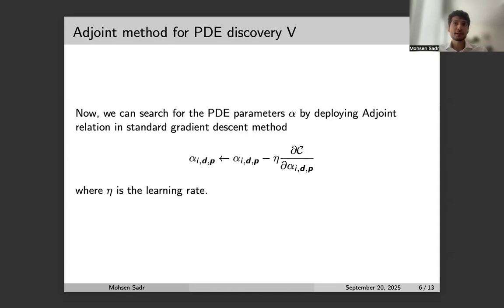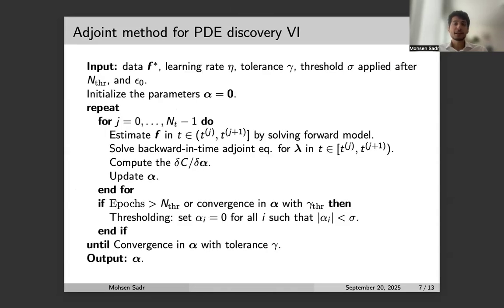To put everything together, let's look at the algorithm of this method. When we enter the algorithm, we need some predefined learning rate eta, stopping criterion tolerance gamma, and threshold sigma for dropping out small coefficients that are close to zero. We iterate over each time interval where we have data at the initial and at the end of the time interval. And in each of them, we compute the forward solution f given the guess PDE.